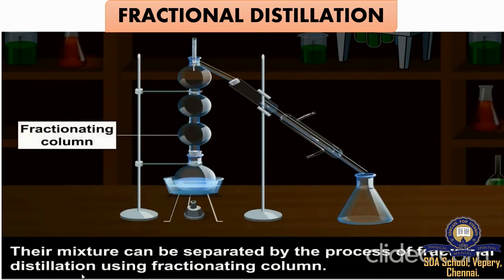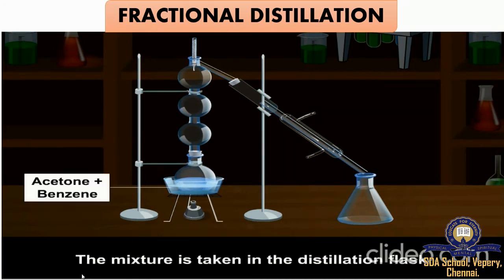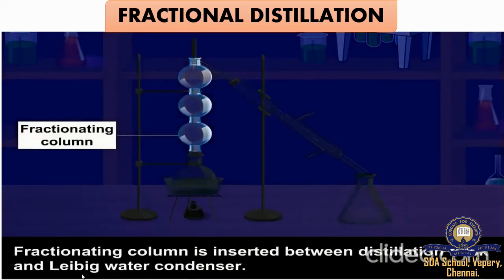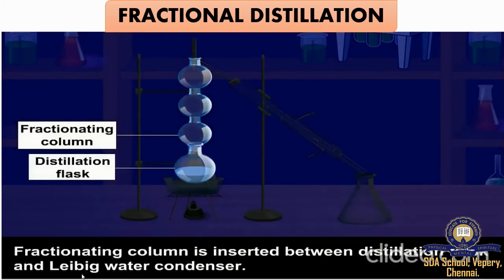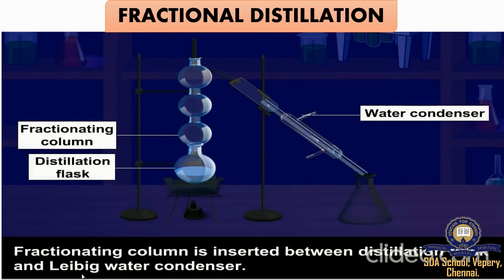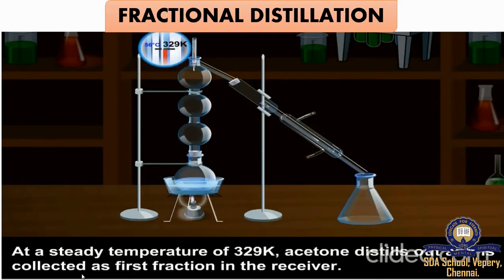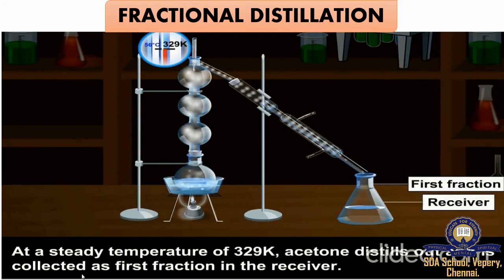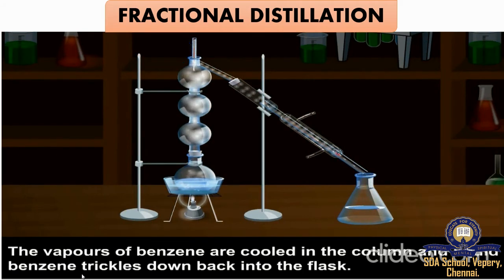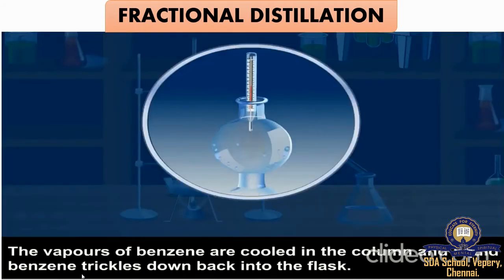Let's see how this can be done. The mixture is taken in the distillation flask. Fractionating column is inserted between distillation flask and Liebig water condenser. The flask is heated on water bath. At a steady temperature of 329 Kelvin, acetone distills out and is collected as first fraction in the receiver. The vapors of benzene are cooled in the column, and liquid benzene trickles down back into the flask.